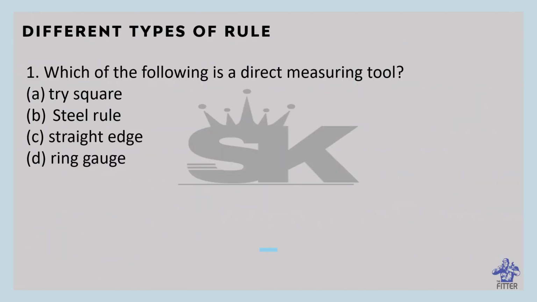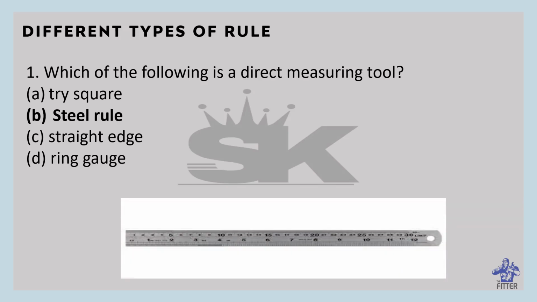Which of the following is a direct measuring tool? That is steel rule. You can see in the picture. Direct measuring instruments determine the actual dimension and size of the workpiece. Examples are steel rule, vernier caliper, micrometer, etc.